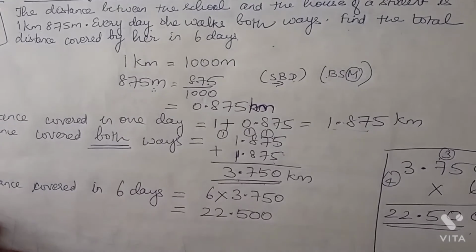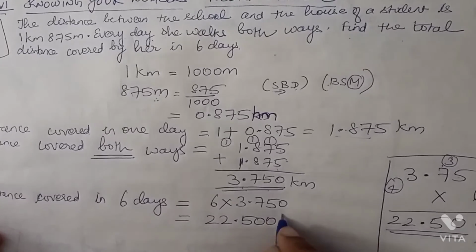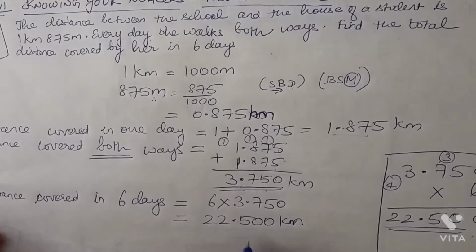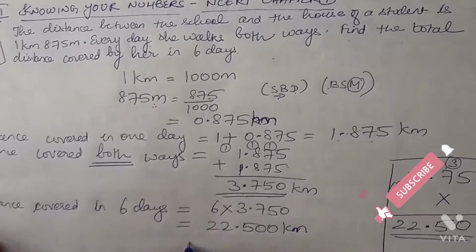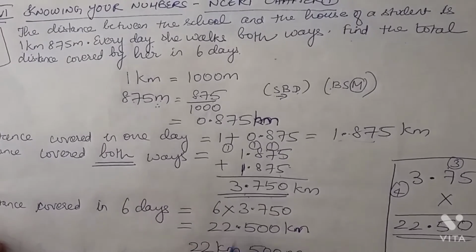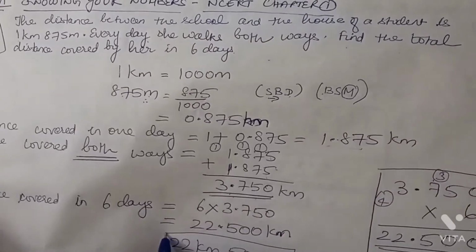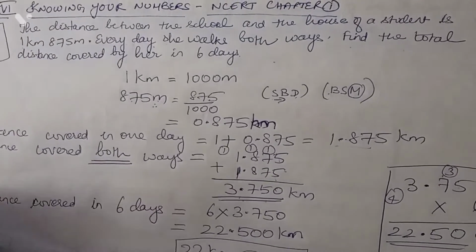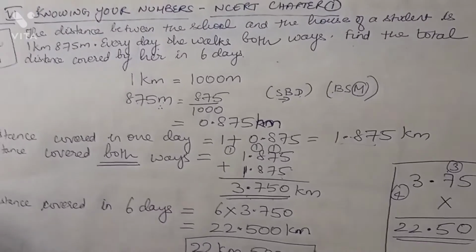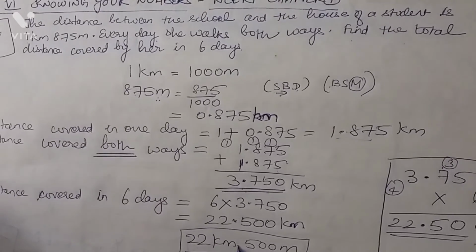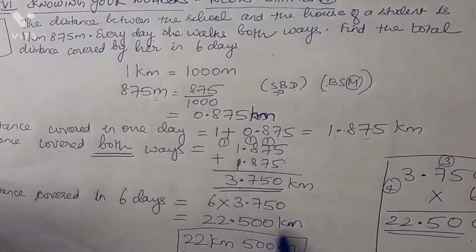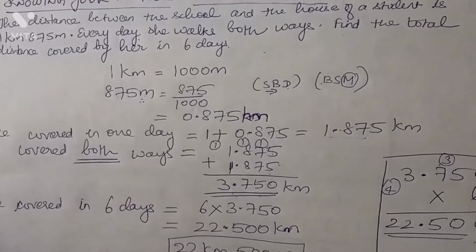22.500 kilometer. Or I can write this as 22 kilometer 500 meters also. Without writing the decimal point, I can write it like this also. Or you can write 22.500 kilometer, both meaning the same. So this is the final total distance covered by the student in full 6 days. Either you can write 22.500 kilometer, no harm, or else 22 kilometer 500 meter.